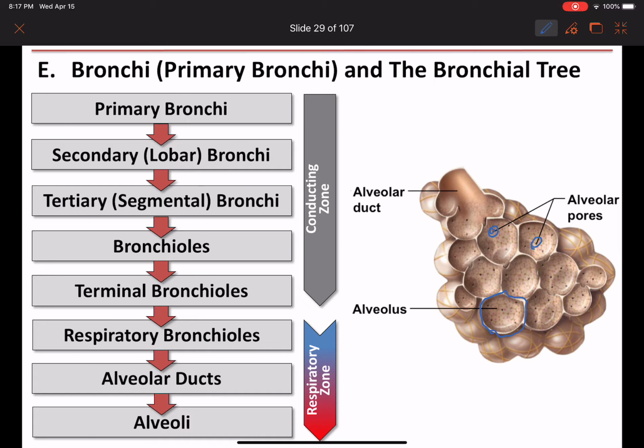So here we have individual alveoli that I'm demarcating in blue, and they're arranged in these little grape-like clusters known as the alveolar sacs. And also, you'll notice these little black dots within the inner walls of the alveoli. These are the little pores which connect adjacent alveoli to one another. Ultimately, the passageway that leads into these little sacs of alveoli or alveolar sacs are the alveolar ducts.